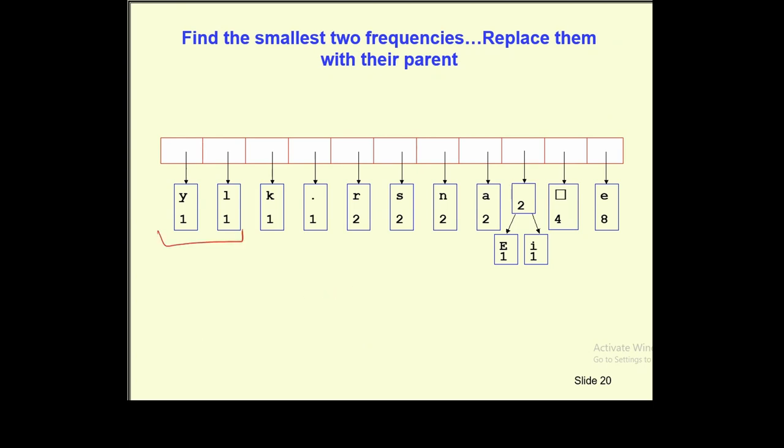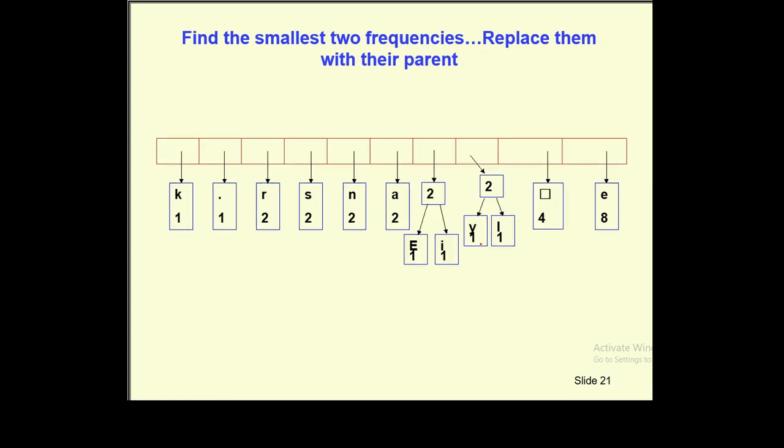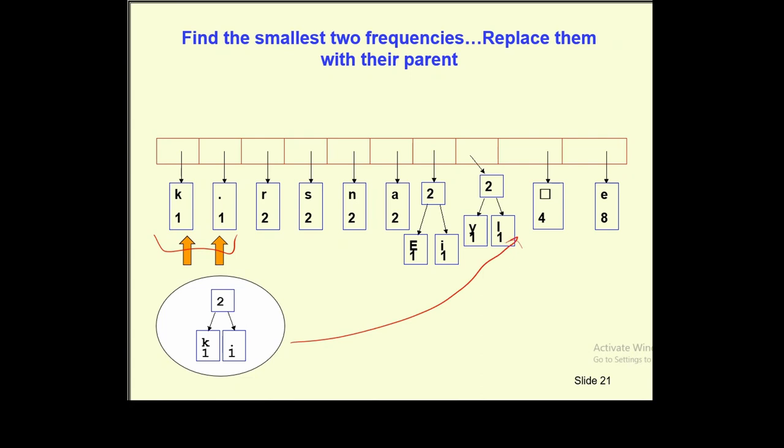Again, choose the two least frequency characters, Y and L. We'll have a new root after merging these two, and we can simply put it after this one. We will get a tree like this. Then we again choose two characters, K1 and .1. These will be merged and we will get another merge tree rooted at 2. This 2 will be placed after all these 2s here.